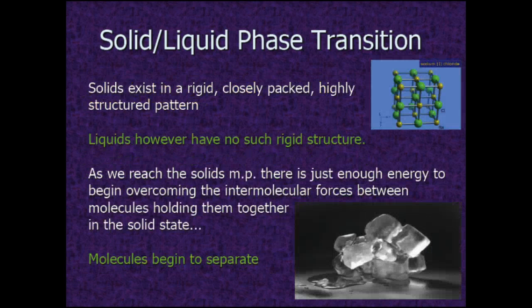So solids exist in a rigid, closely packed, highly structured pattern. We continue to talk about this structure, this lattice. Liquids, however, don't have the rigid structure. So as the solid is turning into the liquid, it's reached its melting point. There's just enough energy for these intermolecular forces, in other words, those little individual molecules, to start to break free from this particular structure and shape. So the molecules begin to separate.